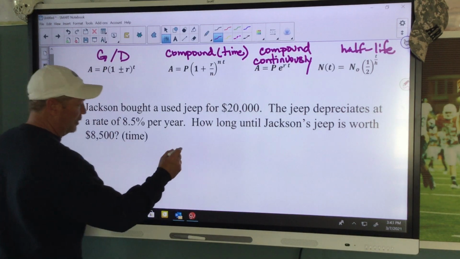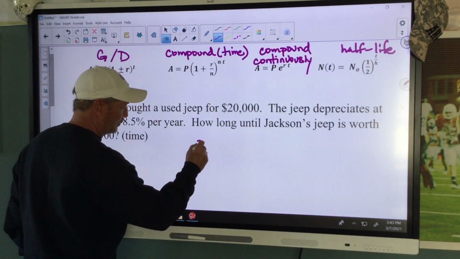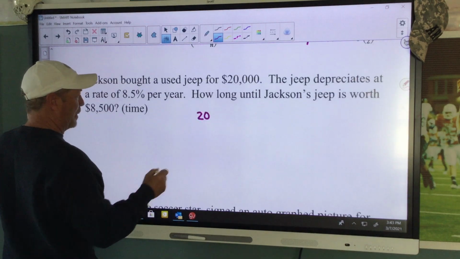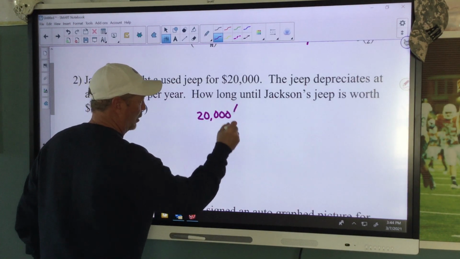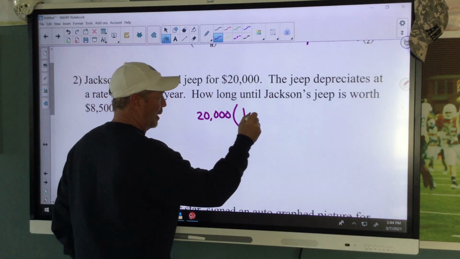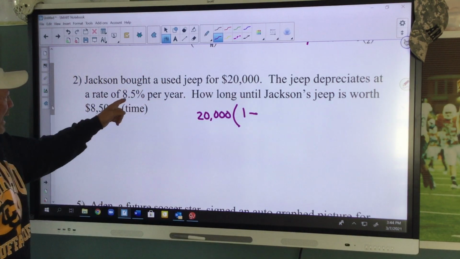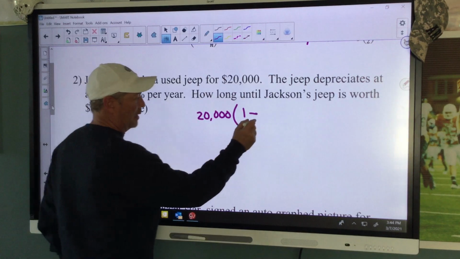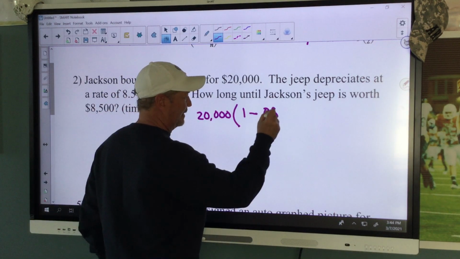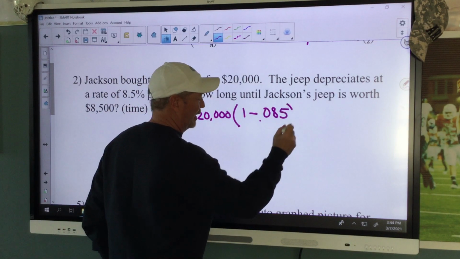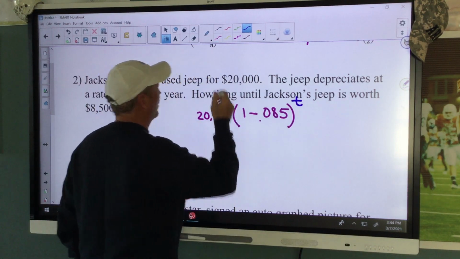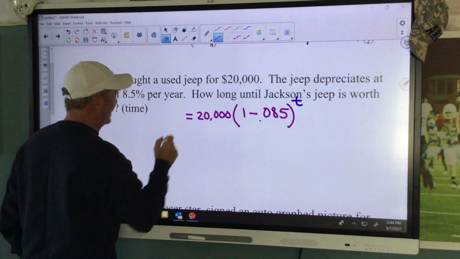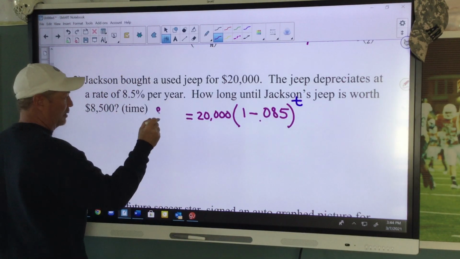So starting amount is $20,000. We're going to say 1 minus, we're going to convert 8.5 to a decimal. That's 0.085. It says how long, which means we don't know time. And we want it to be equal to $8,500.